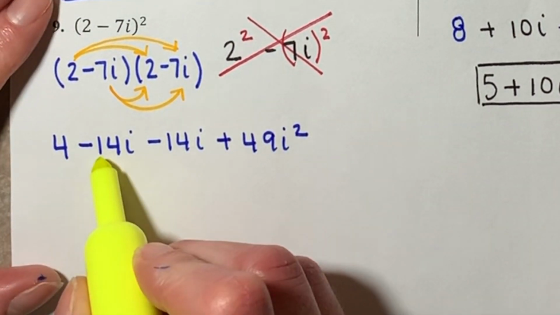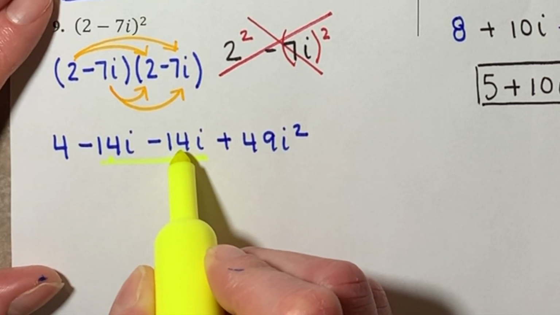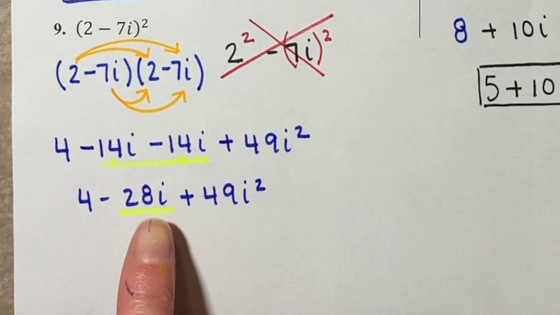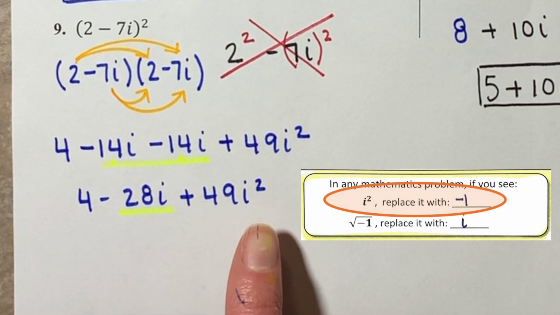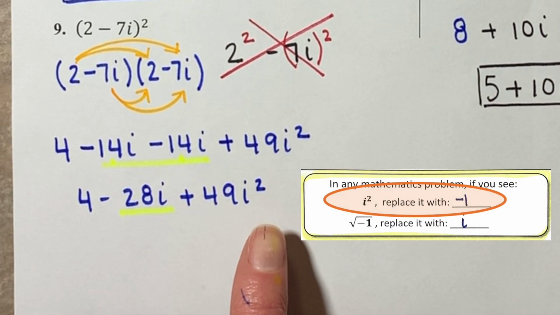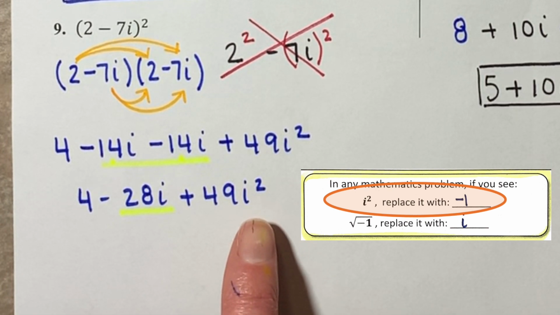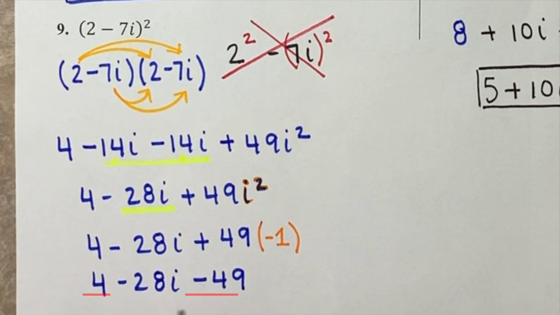Now let's see, these are like terms, so let's combine those. -14i minus 14i will give us a -28i. Now remember, having i in your final answer is just fine, because there's no simpler way to write i. But we never want i squared in our final answer, because there's a much simpler way to write i squared. i squared should always be rewritten or replaced with -1. And then 49 times -1 will give us a -49. And then if we combine 4 minus 49 will give us negative 45.